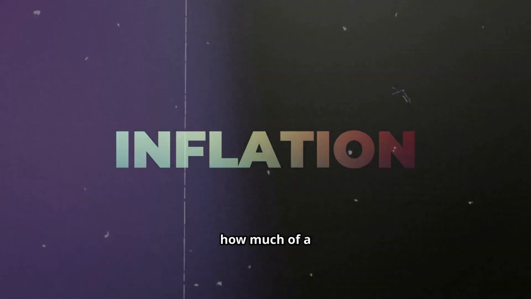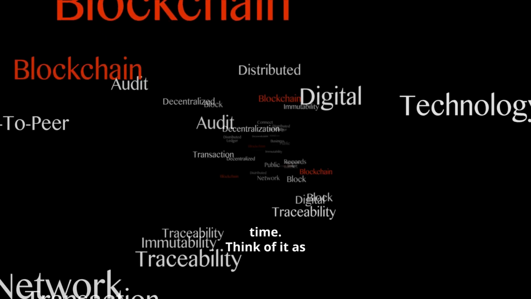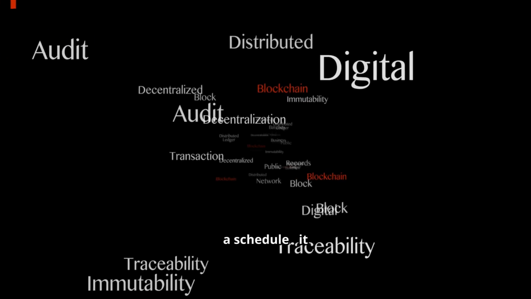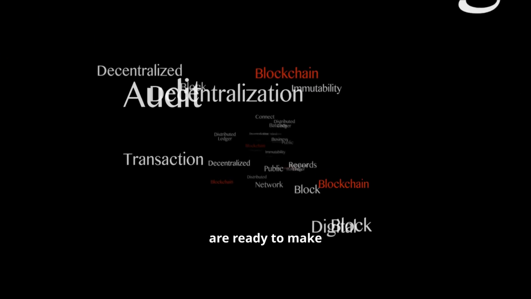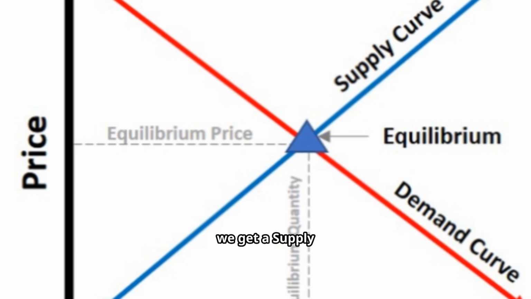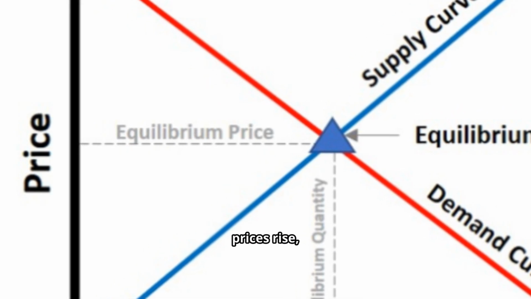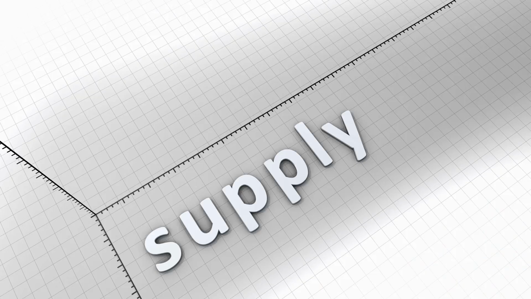Supply refers to how much of a product producers are willing and able to sell at various prices during a certain period of time. Think of it as a schedule. It tells us the quantity businesses are ready to make available at each possible price. When we graph this relationship, we get a supply curve, an upward sloping line showing that as prices rise, producers are willing to supply more.